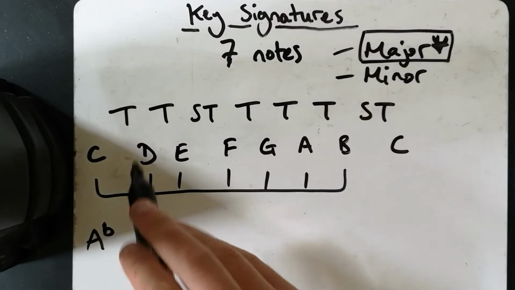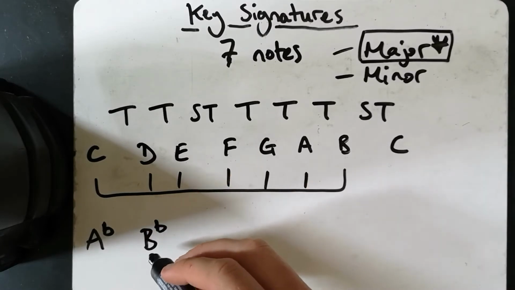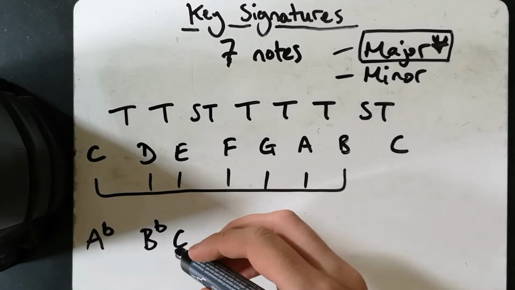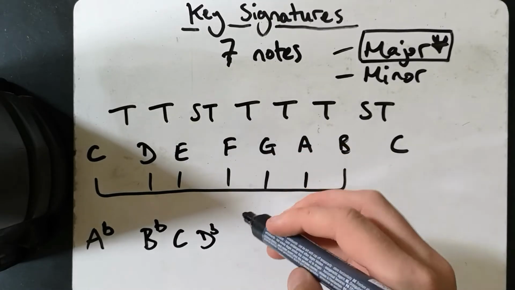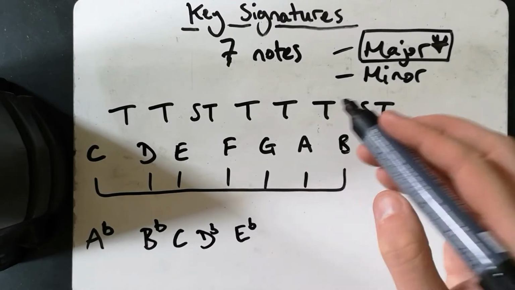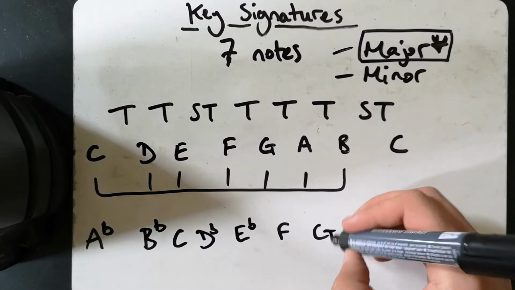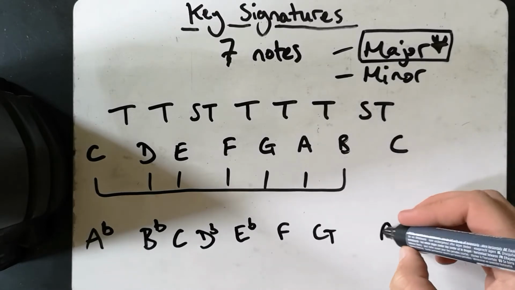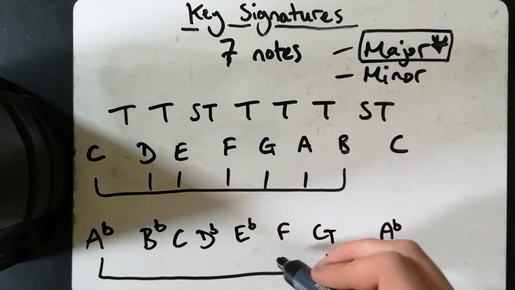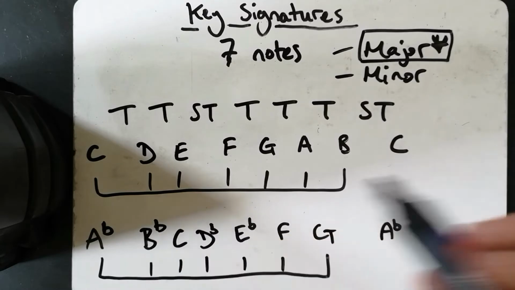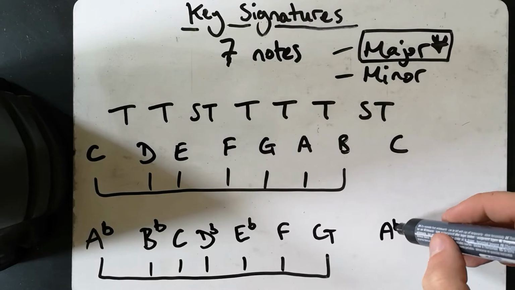Okay, I know that a tone away from A flat is B flat. I know a tone away from B flat is C. I know a semitone away from C is D flat. I then go up a tone to E flat. I then go up another tone to F, up another tone to G, and up a final semitone gets me back to A flat. And there are my 7 different notes before I get back to my home note or my home key. Okay, this is home.